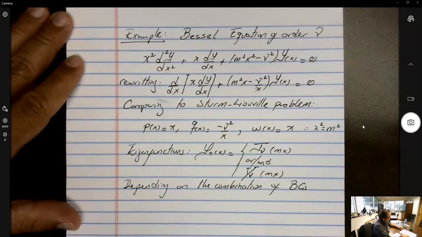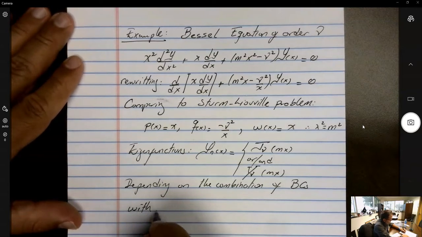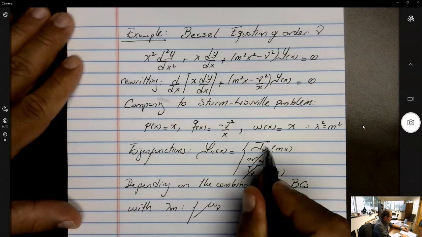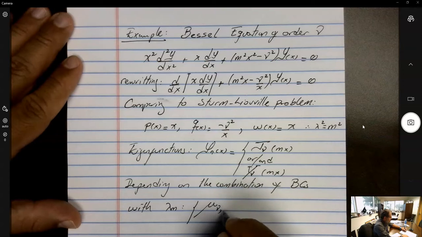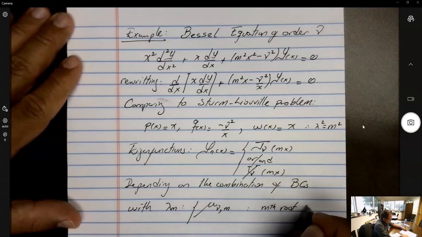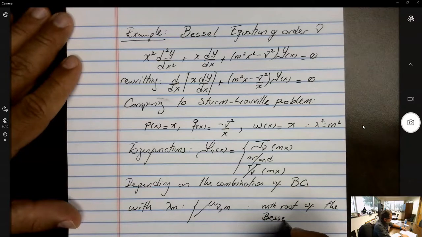Now, what are the eigenvalues of this problem? The eigenvalues lambda n are the roots of the Bessel function, either the first kind or the second kind, of order nu, the nth root. So this is the nth root of the Bessel function of order nu.